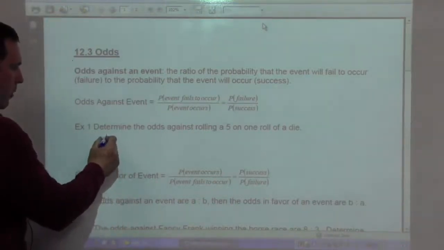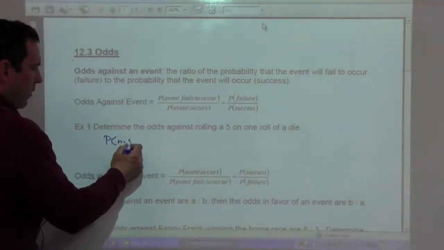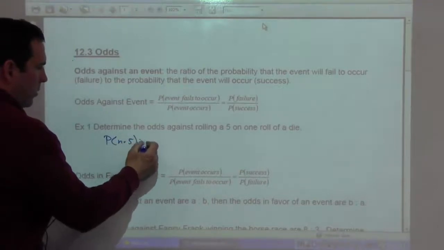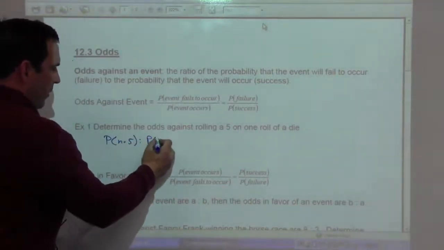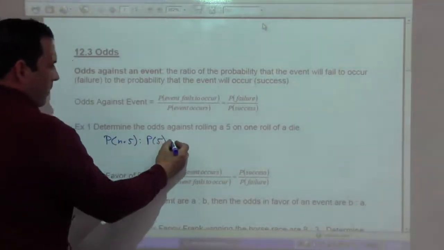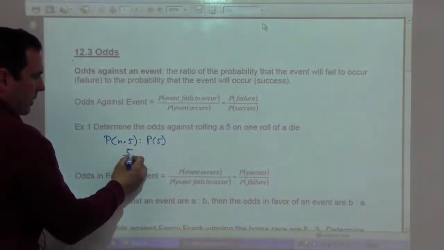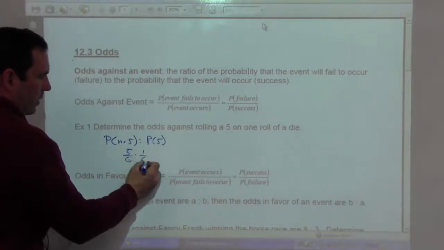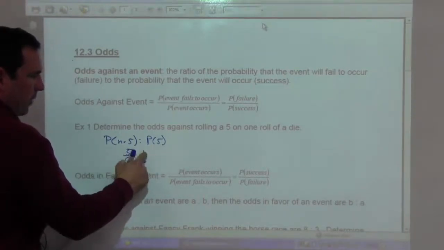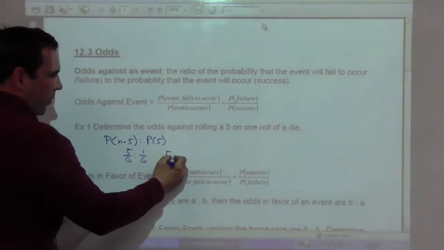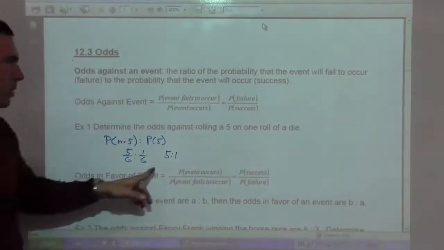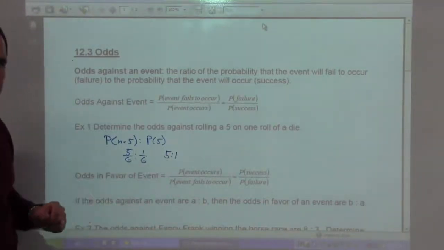So example 1: determine the odds against rolling a 5 on one roll of a die. So the probability of no 5 compared to the probability of a 5. That's going to be 5 out of 6 compared to 1 out of 6. There's 5 non-5s, there's 1 5, or 5 to 1. The odds against rolling a 5 is 5 to 1.